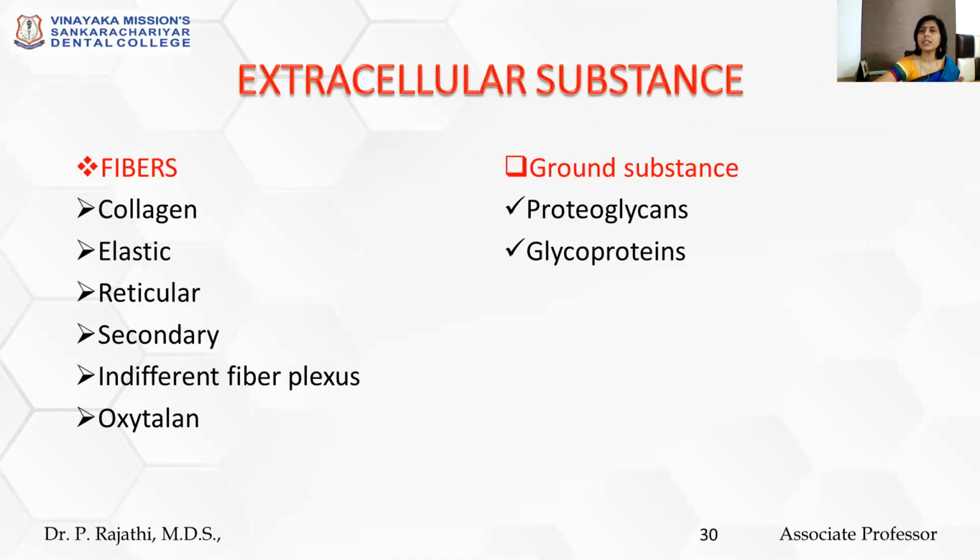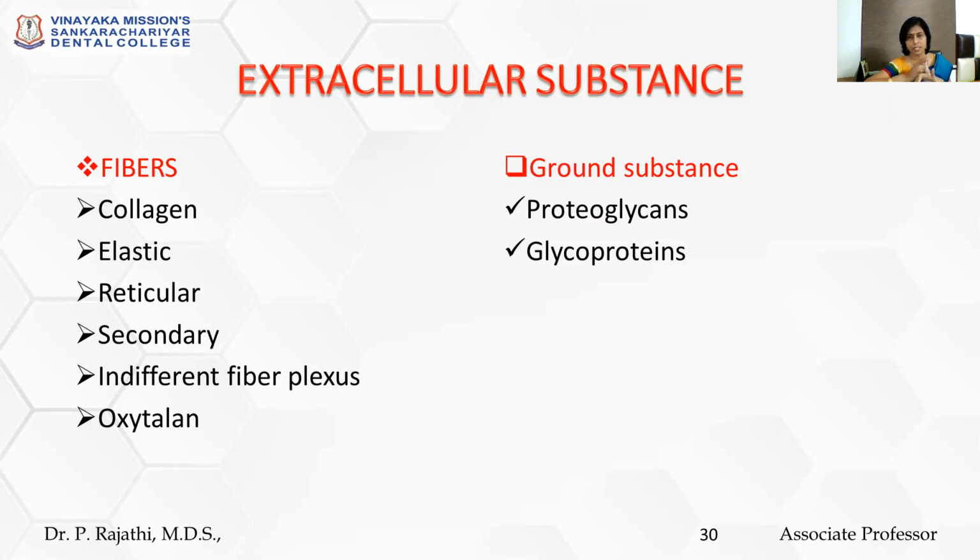Next, we have seen the cells of the periodontal ligament. Coming to extracellular substance. Extracellular meaning outside the cell. Outside the cell, what is there? Fibers and the ground substance. So what are all the fibers that you see in the periodontal ligament? Mainly you see collagen fibers, few elastic fibers, reticular fibers, secondary fibers, indifferent fiber plexus and oxytalan fibers.